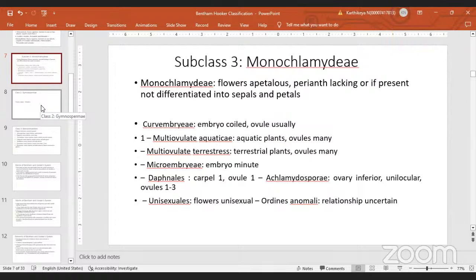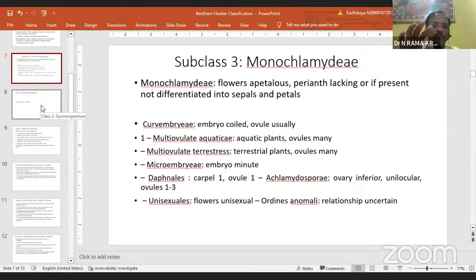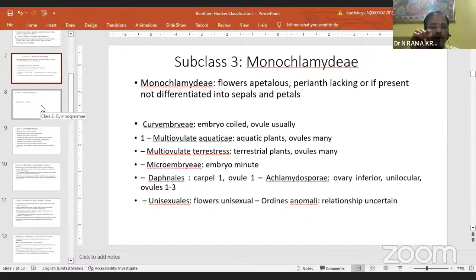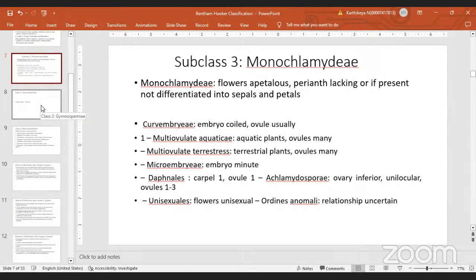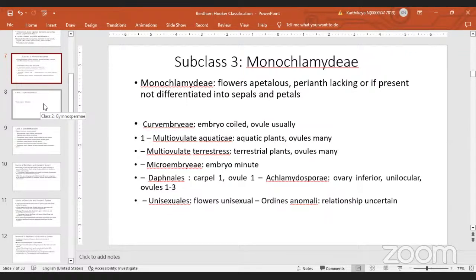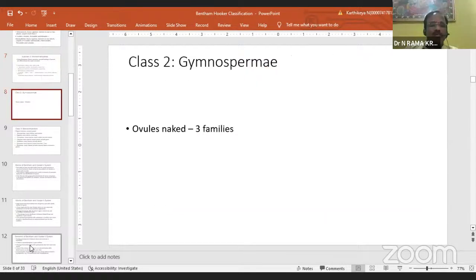This polypetale is in 3 series: calamiflorae, calyciflorae, disc. And in gamopetale, petals are fused, that is of merae and heteromerae, bicarpellate. Now the last one is monoclamidae. Monoclamidae means that it is of united calyx and corolla. So that is monoclamidae.